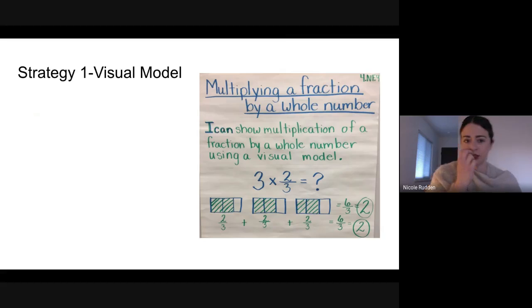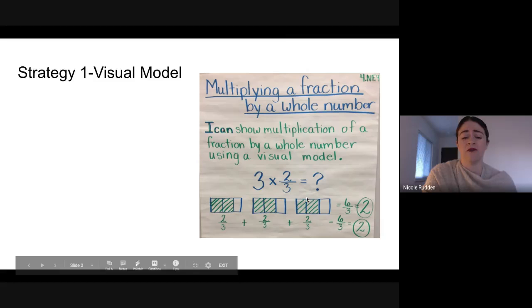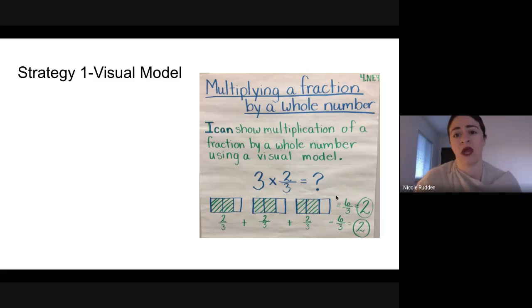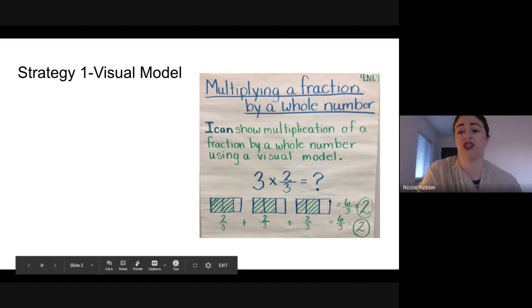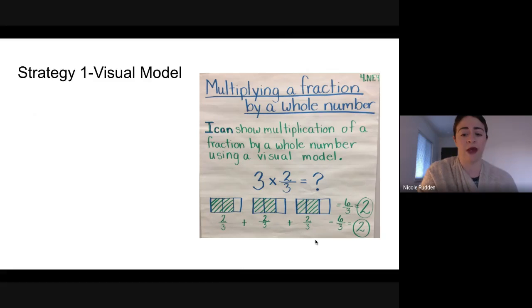So here's our first strategy, which we practiced quite a bit this week: multiplying a fraction by a whole number using a visual model. For those of you who seem to be enjoying the visual model, you have the opportunity today to draw it out if you'd like. IXL is not going to provide a model for you today. This is a strategy you can choose to implement yourself, something we were practicing this week.